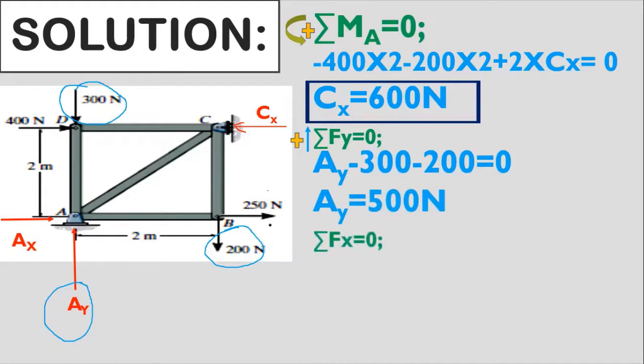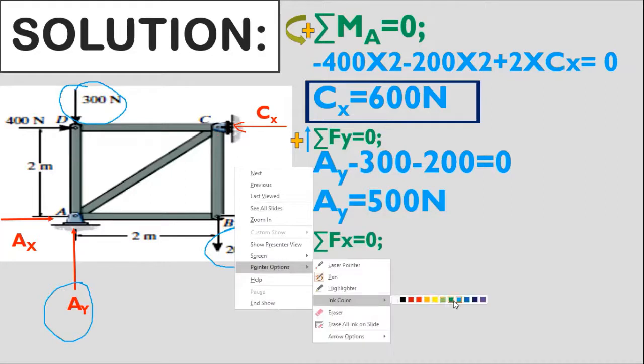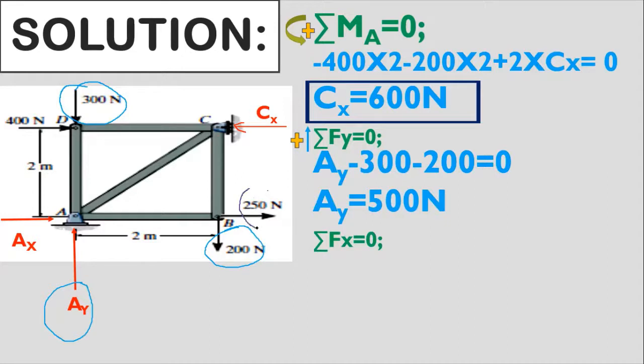Now we are going to sum up horizontal forces. Let me take the color of the pointer as, for example, purple. So this is 250 Newton, this one is AX, this should come in the horizontal forces summation, and this will also come, and this will also come. So how many forces are there? 1, 2, 3 and 4, four horizontal forces are here.